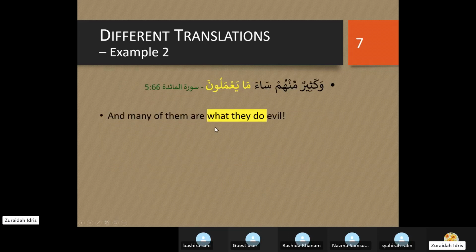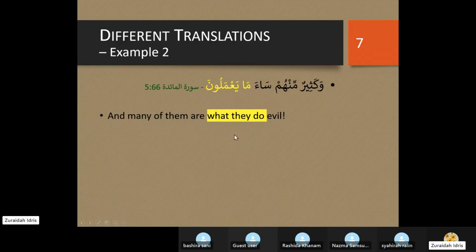Okay, and second example. I'll try and do this as quickly as possible. So this is وَكَثِيرٌ مِّنْهُمْ سَاءَ مَا يَعْمَلُونَ. Did your screen change? Has it changed? Yes. Okay, good, alhamdulillah. And many of them are what they do evil.